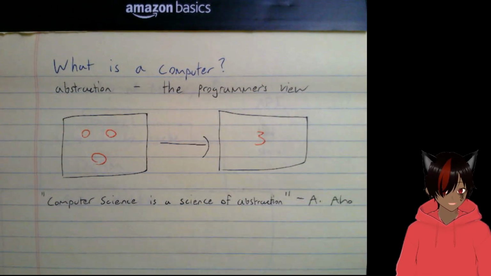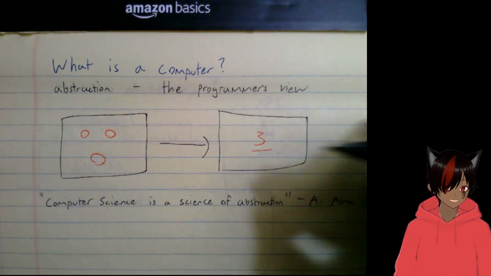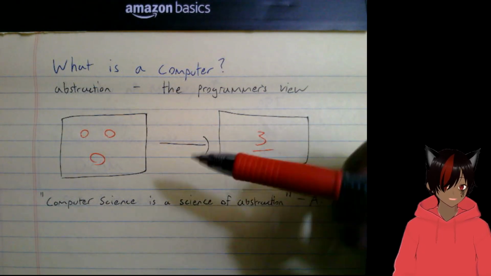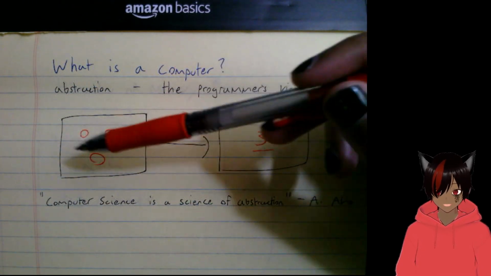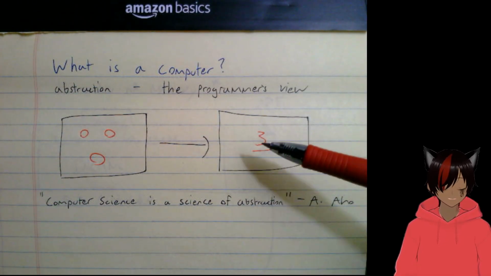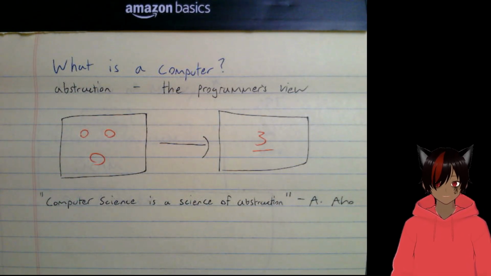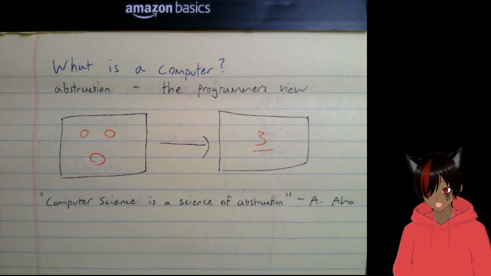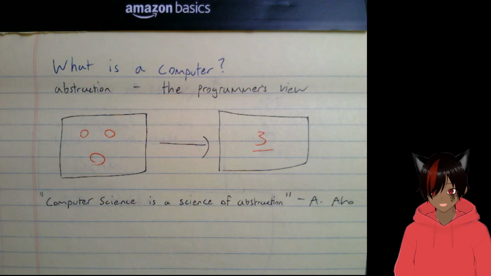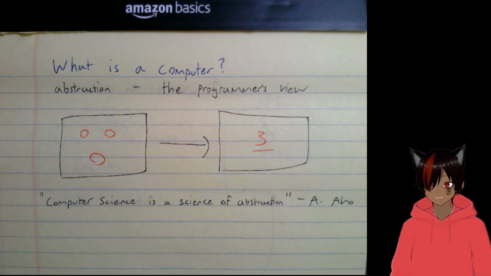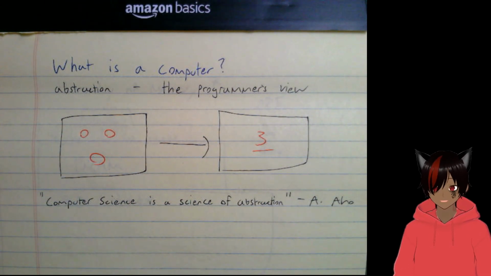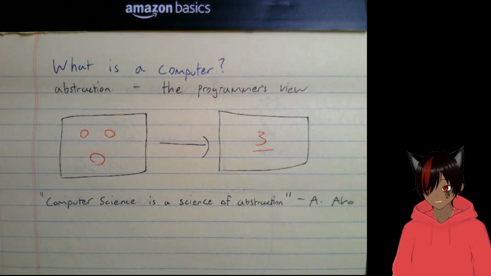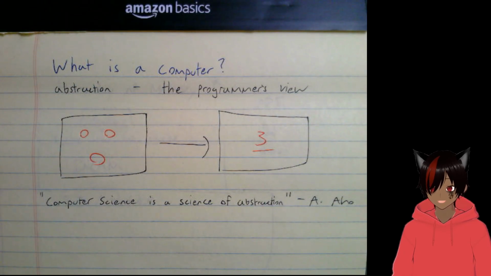Our abstraction of this could be some Arabic numeral, perhaps. We get rid of the detail that these are circles, and we instead now have an abstracted view. Alfred Aho, a pretty famous computer scientist, has said that computer science is a science of abstraction, and so many of these things are. So, what does the programmer's view of a computer really look like?